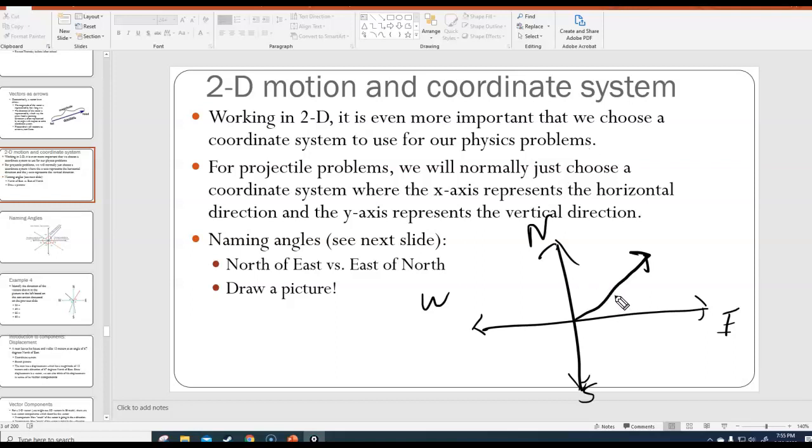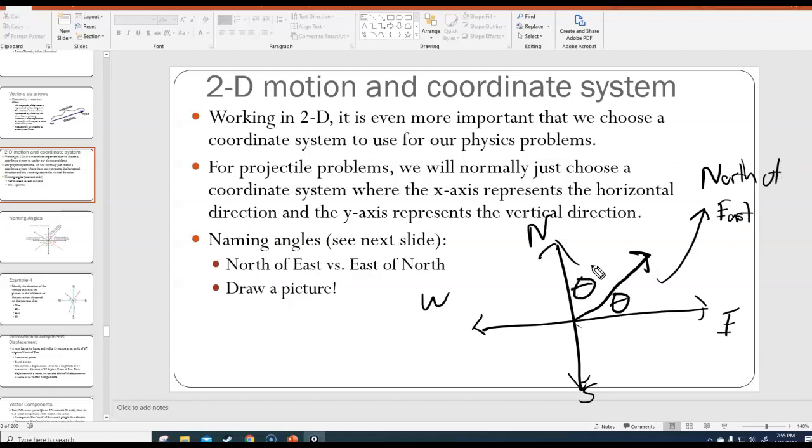I could either specify this angle right here, or I could specify this angle right here. Of course, they would both represent the same thing. However, if I were just to say 30 degrees, you wouldn't know which 30 degrees I was talking about. This is where the north of east or east of north comes in. When I say the north of east angle, I'm saying if you were to start off going to the east and then head north of there, that angle would be the north of east angle. So this would be north of east.